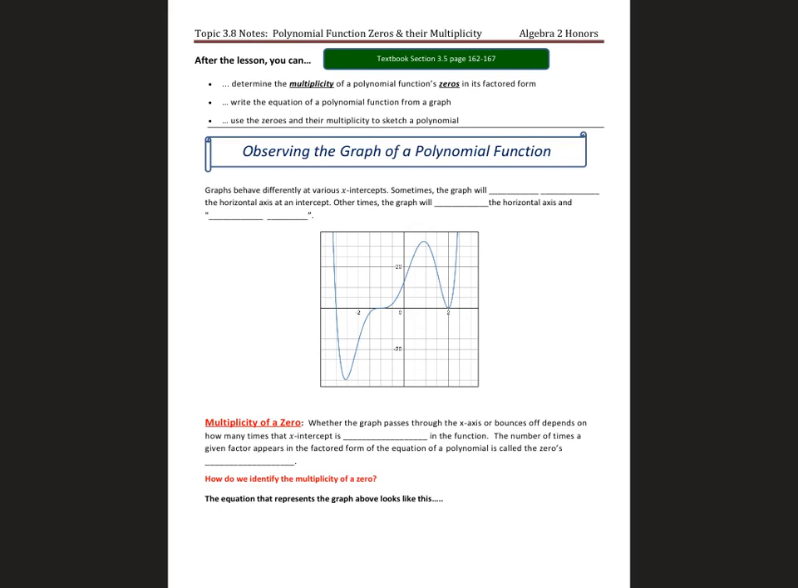In this last section, we're going to talk about more features of a polynomial graph, and specifically what we call the multiplicity of the zero.